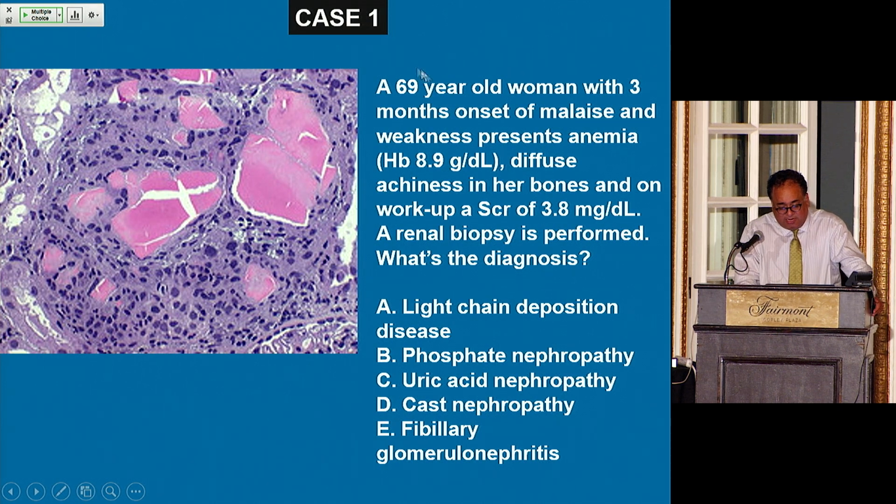This is a biopsy. This is a 69-year-old woman with 3-month onset of malaise, weakness, who has anemia, diffuse achiness of her bones, and a workup has a creatinine of 3.8. A renal biopsy is performed. What's the diagnosis here? A, B, C, D, E are the options, and just please vote.